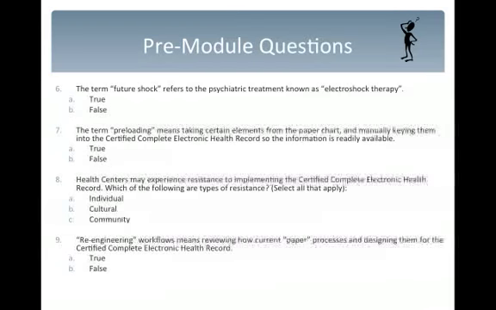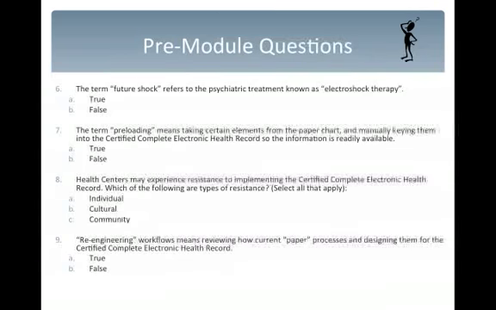True or false? Question 7. The term preloading means taking certain elements from the paper chart and manually keying them into the certified complete electronic health record so the information is readily available. True or false? Question 8. Health centers may experience resistance to implementing the Certified Complete Electronic Health Record. Which of the following are types of resistance? Select all that apply. A. Individual, B. Cultural, and C. Community.